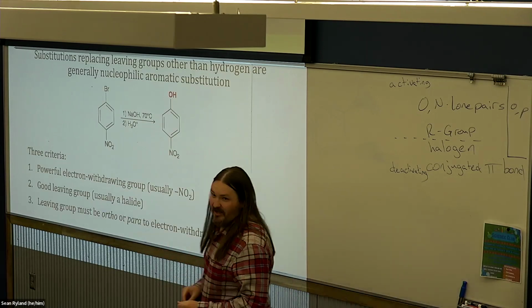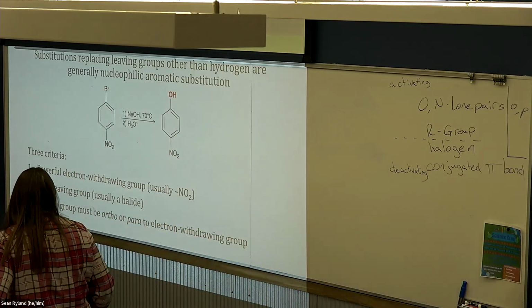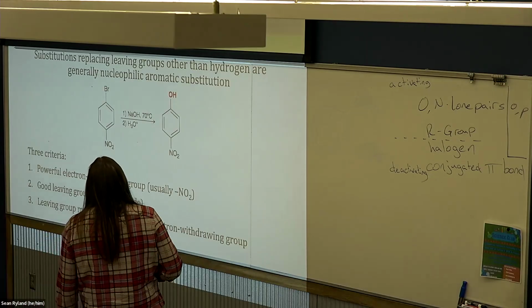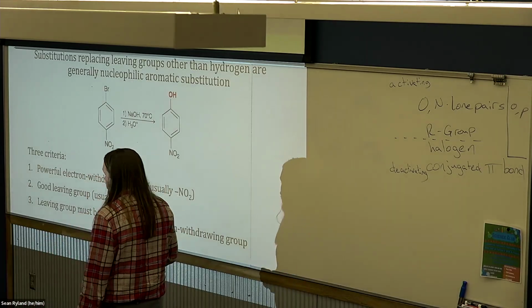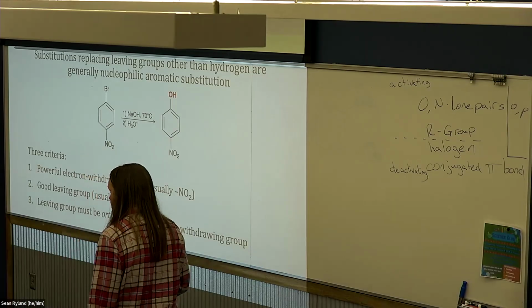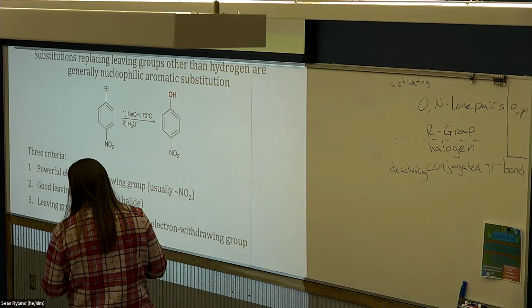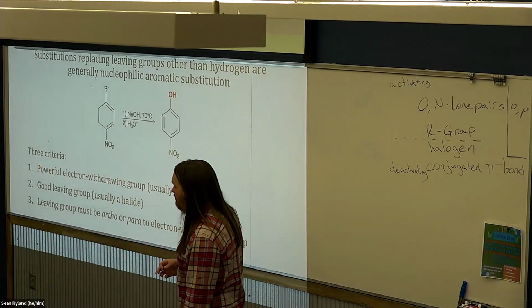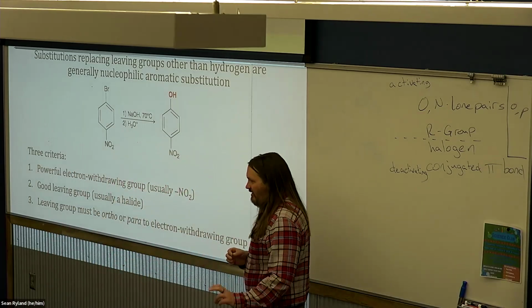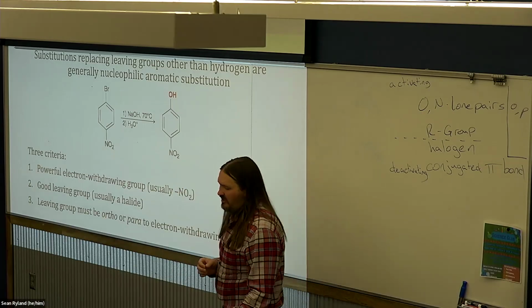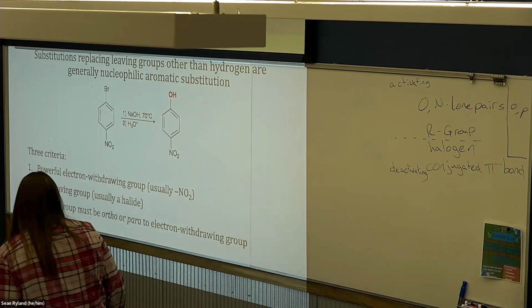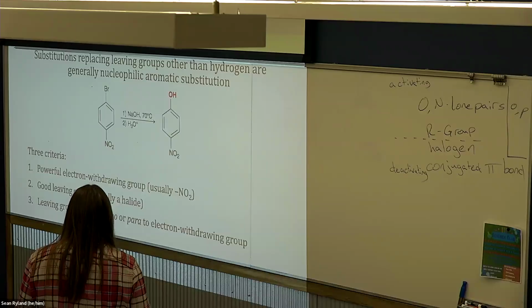So let's talk about our 2 new mechanisms. First, we're going to talk about nucleophilic substitution, but it's aromatic nucleophilic substitution. So it's going to have a whole different set of rules because SN1 and SN2 didn't have any aromatic character to them. We hadn't talked about that at all yet. And so this is going to behave really differently.